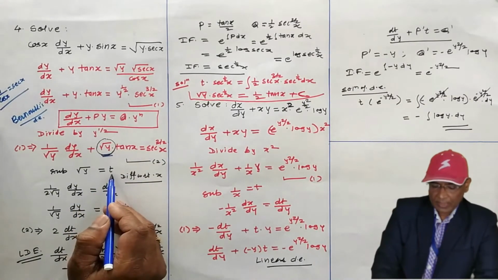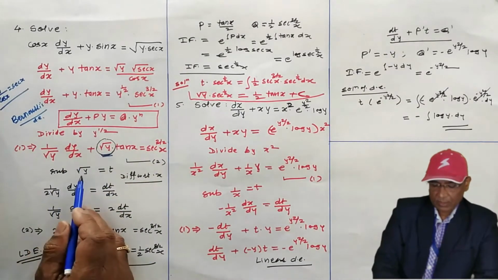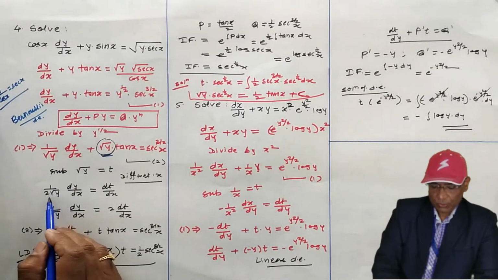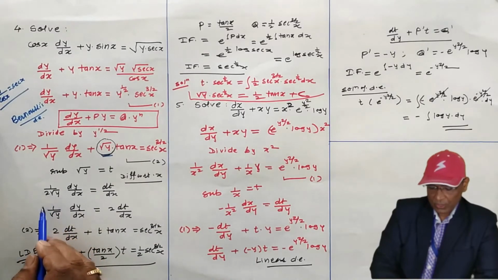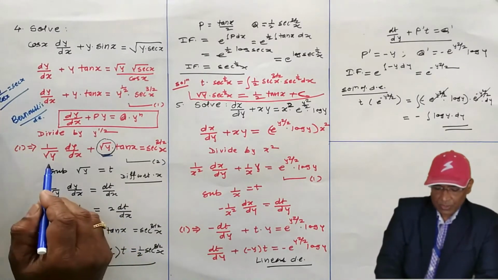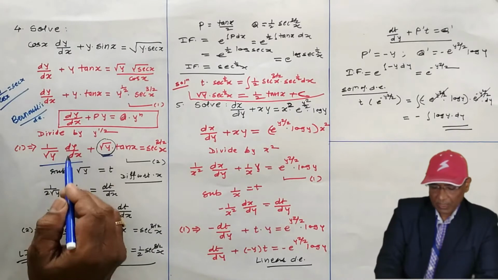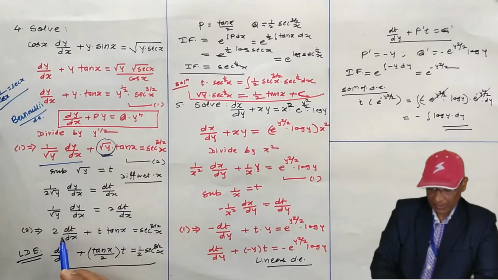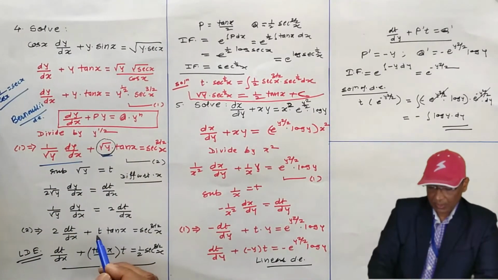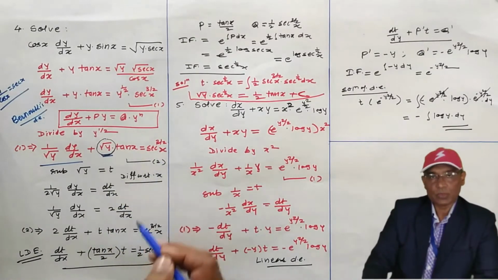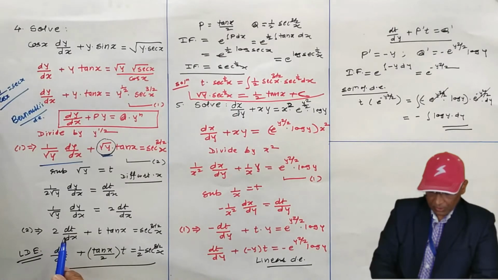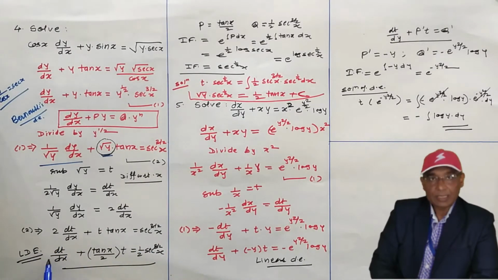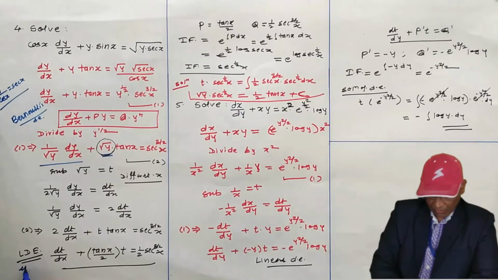Here, substitute. Take derivative with respect to x. Derivative of root y is 1 by 2 root y, divided by dx, and derivative of t is this one. This 2 is unwanted. Shift it on the right hand side. This 1 by root y dy by dx is replaced by 2 dt by dx. This is t. Tan x as it is. Sec raised to 3 by 2 as it is. Now, divide it by 2. If you divide it by 2, then this is a linear differential equation in t now.